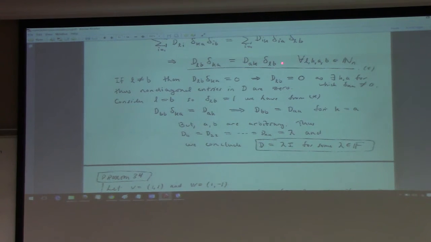So I've got this is 1, right? So I've got d_bb because L is equal to b. d_bb Kronecker delta Ka is equal to d_ak. But this is true for all indices, so in particular I can put k equals a. And when I do that, I get d_bb is equal to d_aa. But since a and b are arbitrary, that means that all of the diagonals are equal. In other words, the matrix is simply a scalar multiple of the identity.